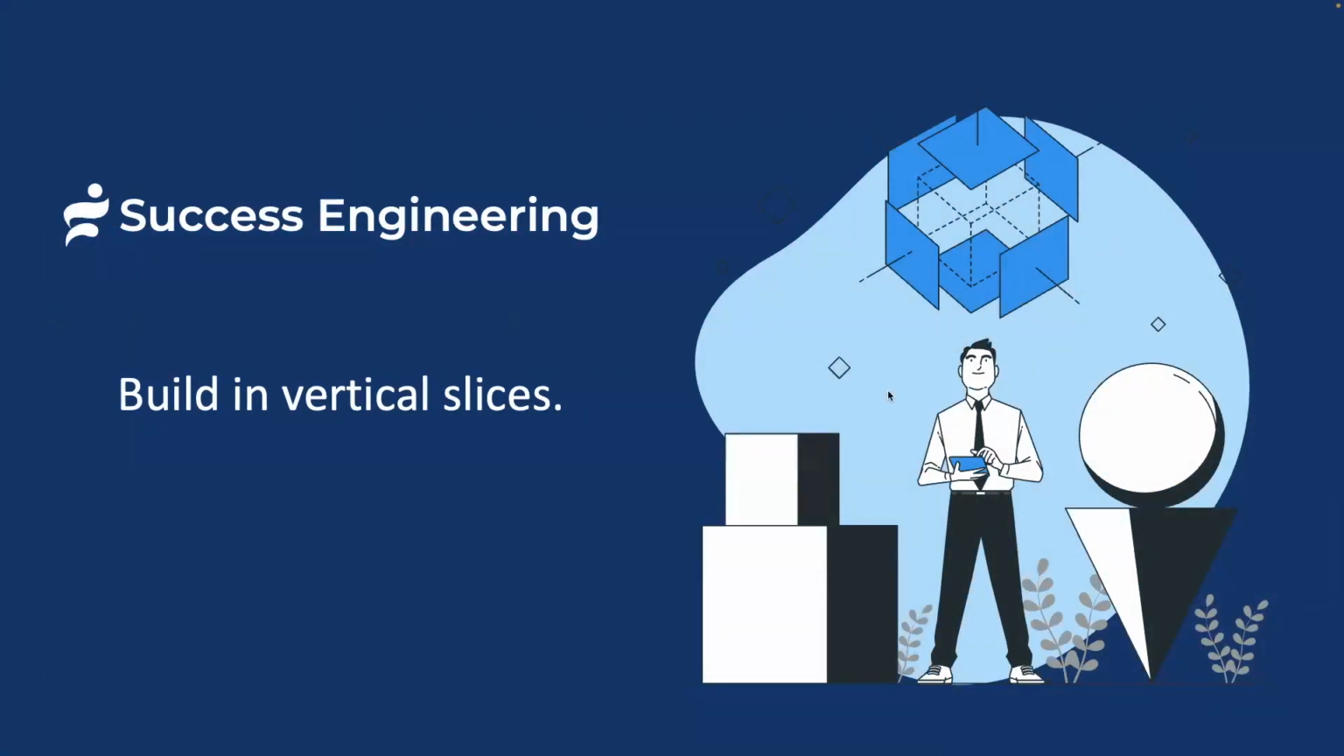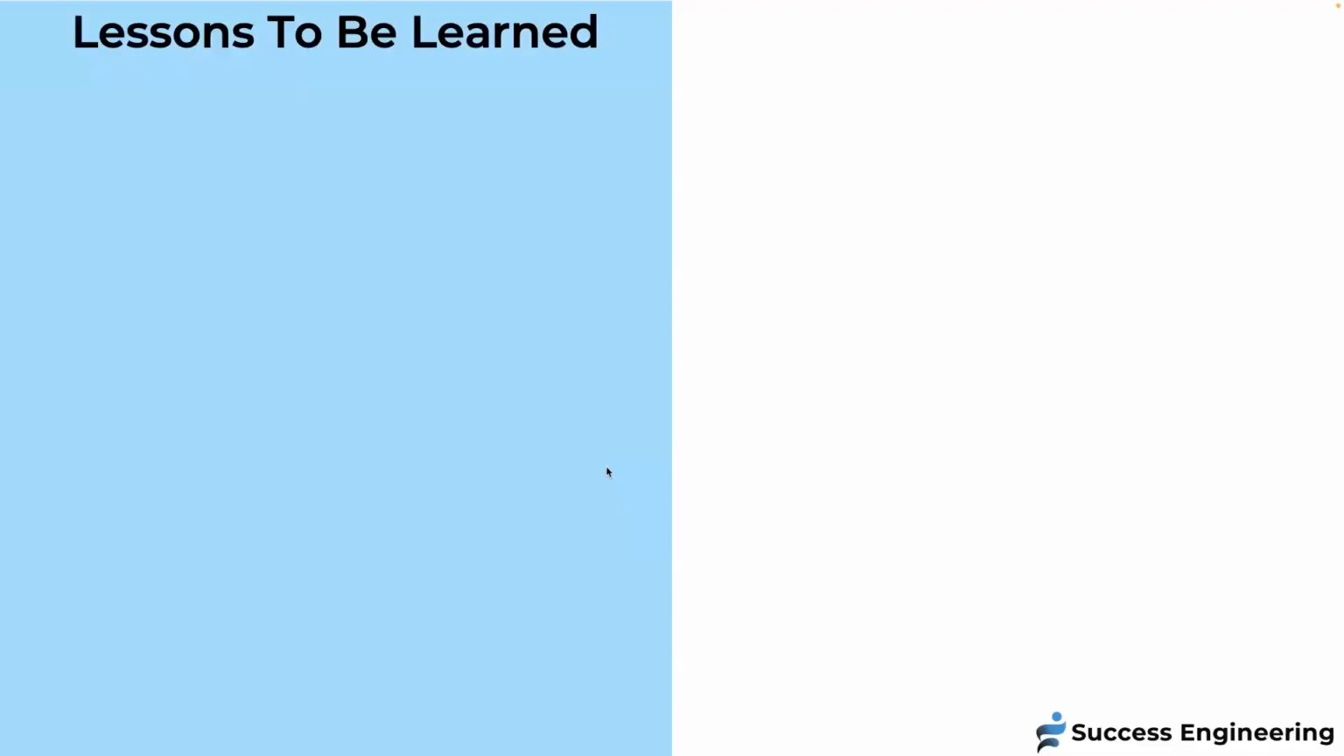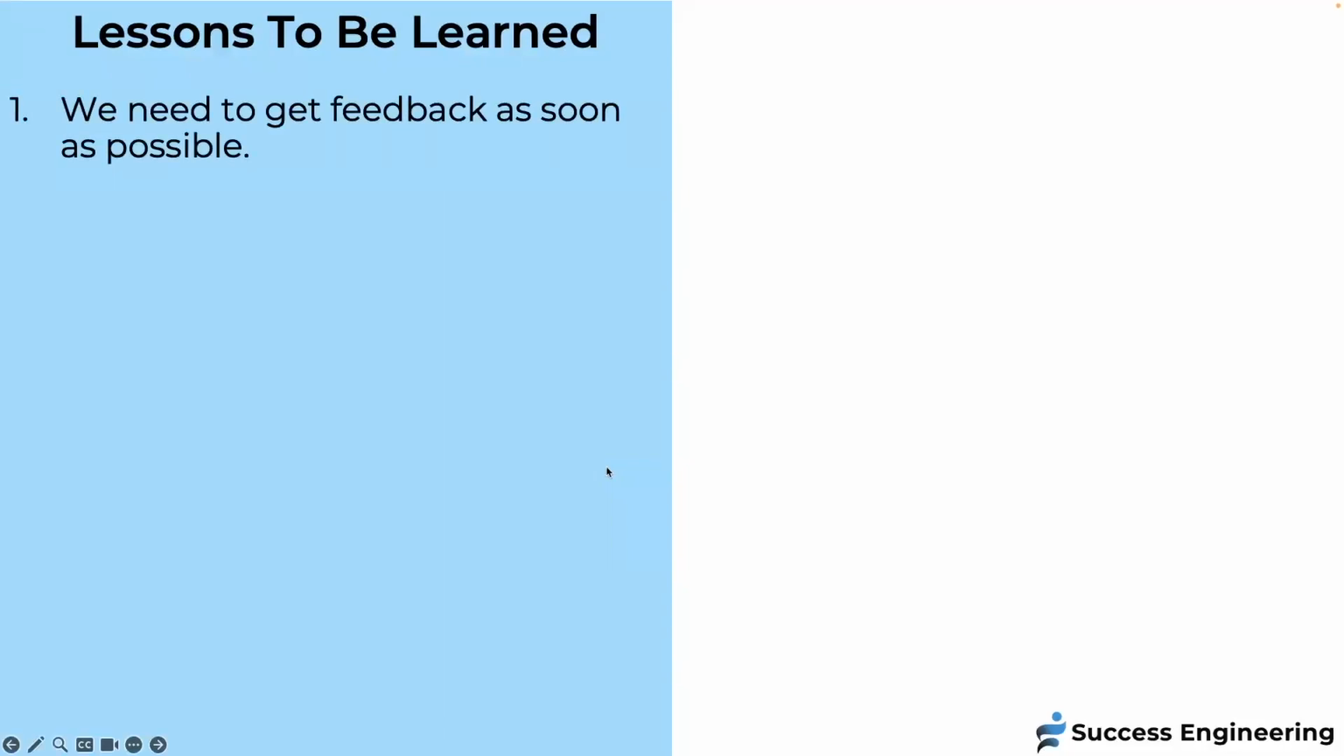Okay, so one of the backgrounds for using minimum business increments is the idea we want to go small. We want to go small, build small things in a sequence. And one of the fundamentals of these is why do we want to build in vertical slices of functionality? So what we're going to learn in this session is we want to get feedback as soon as possible. We've talked about this in the Agile GPS and the first principles.